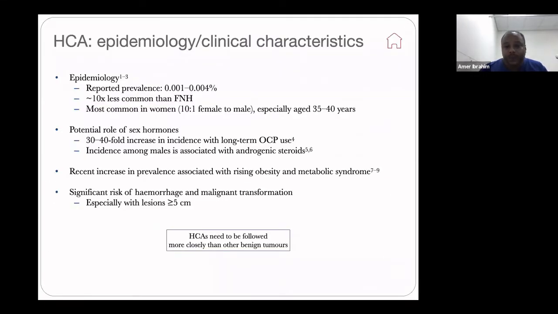So regarding the epidemiology of this disease, as I mentioned before, I'm sorry, this is a double slide.